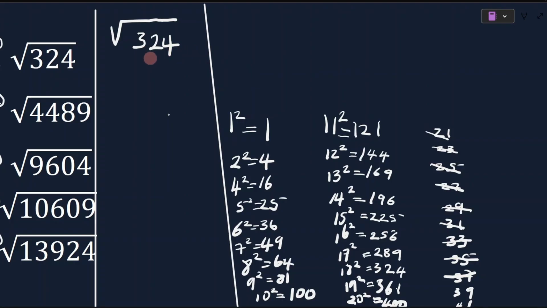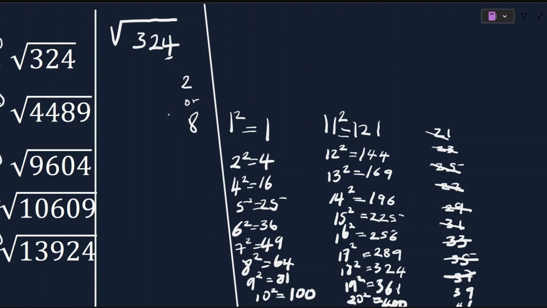We are going to take note of the last digit, which is 4. That is, which number will you square and the answer gotten will be 4? If you look at the squared numbers here, we have only 2, because 2 squared gives you 4. Likewise, 8 squared gives 64. Therefore, our answer is going to end with either 2 or 8.